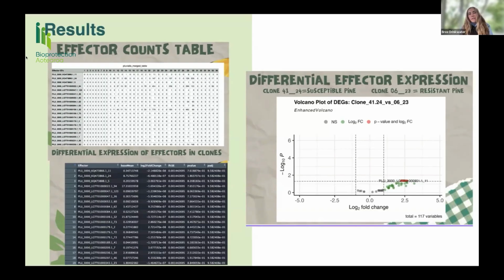And as you can see, there's not a lot of downregulated genes in the susceptible pine, and so this probably would indicate that in susceptible pine, these effectors secreted by the pluvialis are not suppressed. So pluvialis is able to produce more effectors, whereas in the resistant pine, it's likely that the pine is suppressing the expression of these pluvialis effectors.